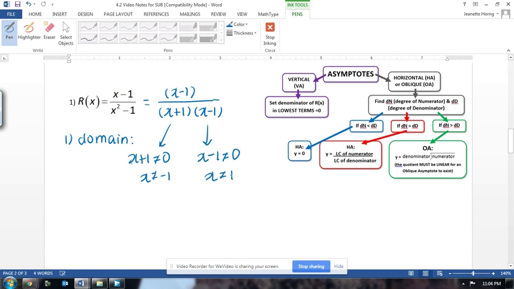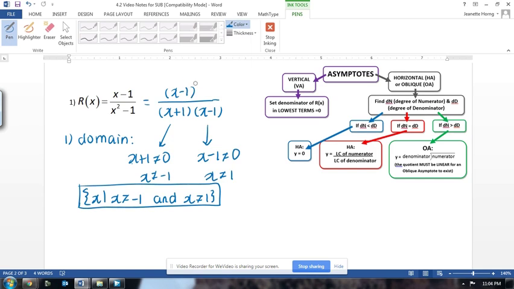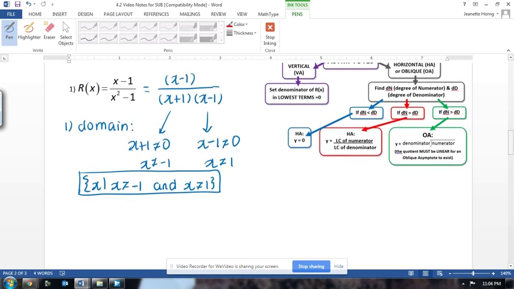So there are two values of x that are restrictions for our domain, one of which is x can't equal -1, and the other is x can't equal 1. Again, super important that you figure out the domain before you cancel out any factors. That's why that's step number 1.